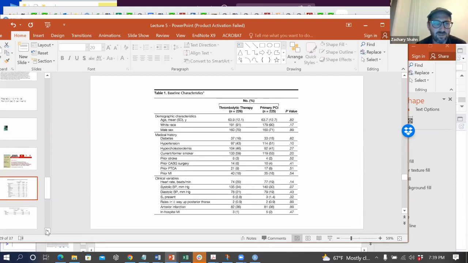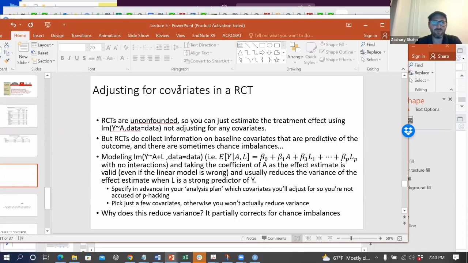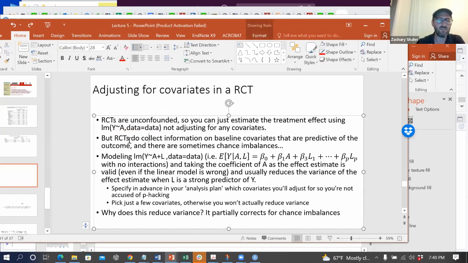So there are chance imbalances. RCTs are unconfounded, so you can just estimate the treatment effect using a very simple linear model where you just regress the outcome on the treatment and no covariates, and it won't be biased. You're safe doing this. Just doing an unadjusted comparison of outcomes between treated and untreated groups in an RCT is fine.